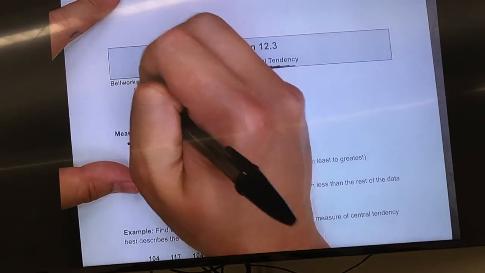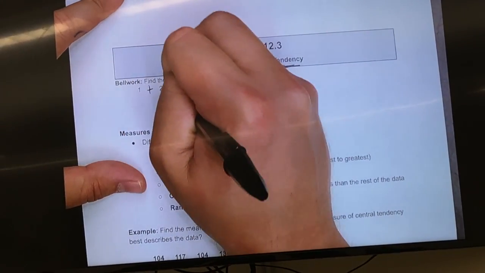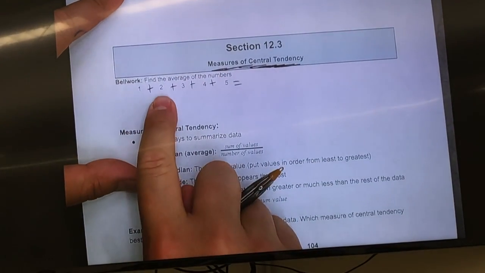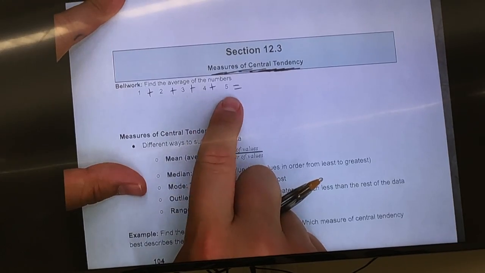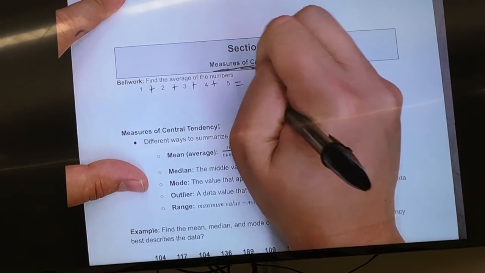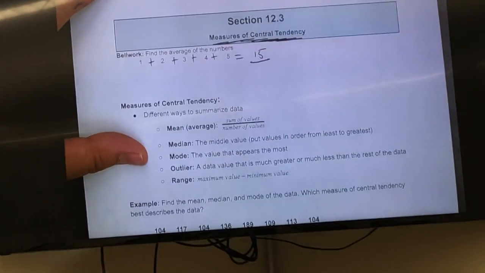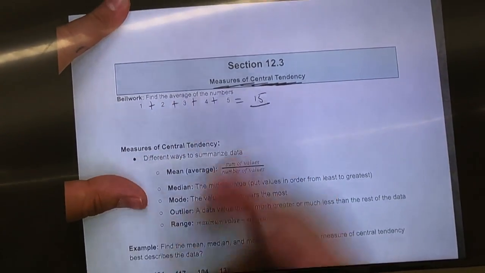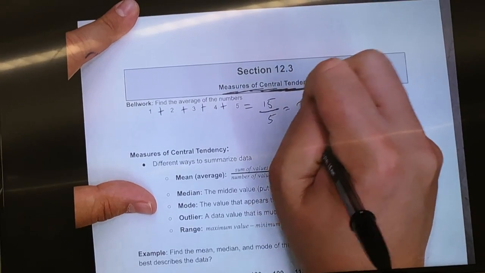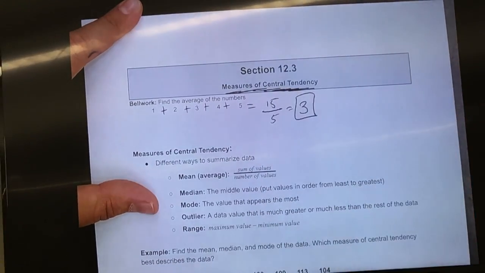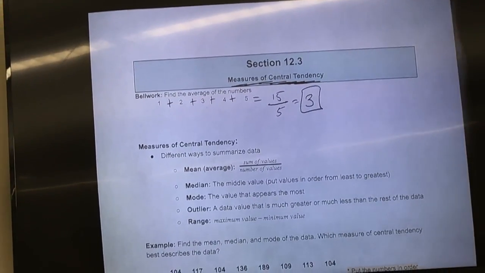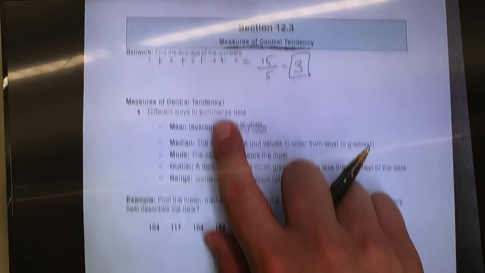Average means we are going to add all of them up. So 1 plus 2 plus 3 plus 4 plus 5 will give you 15. And we're going to divide that by the number of numbers. So 1, 2, 3, 4, and 5. So this average would be 3. Okay? So different ways to summarize data.